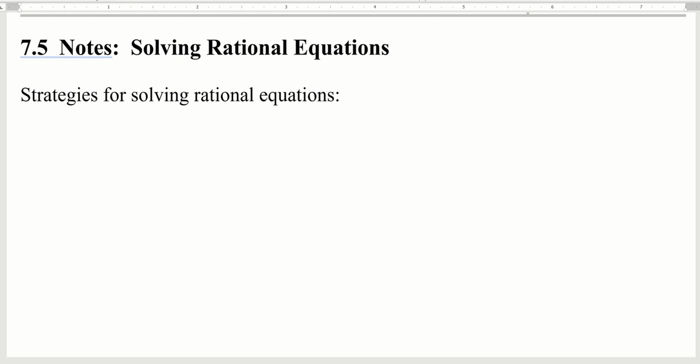Mr. Havel here, we're going to go over 7.5 notes, which is solving rational equations. So we have a couple strategies here for solving these guys, one of which you guys have seen before, number one, cross multiplication.